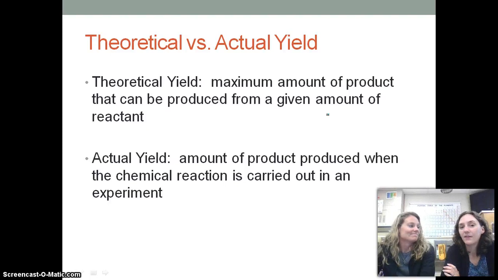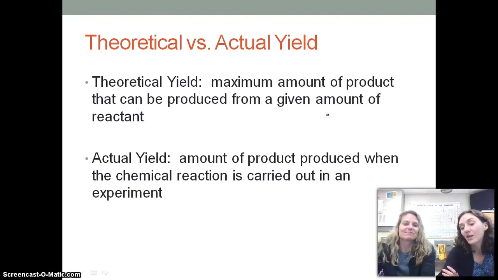It really never happens, which is why you get your actual. Your actual yield is the amount of product produced when the chemical reaction is carried out in an experiment. There's always a small amount of error, sometimes a large amount of error. Most often, you make a lot of errors. Even at the college level, you make errors, but your actual is what you get in an experiment.